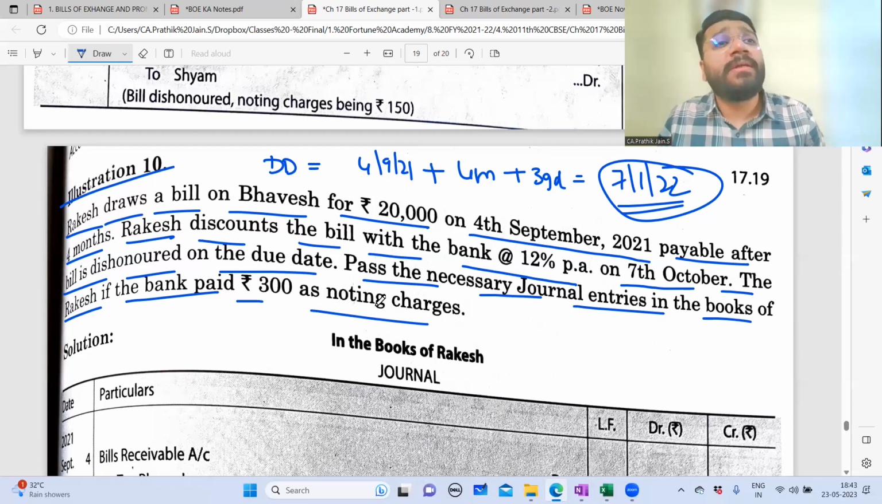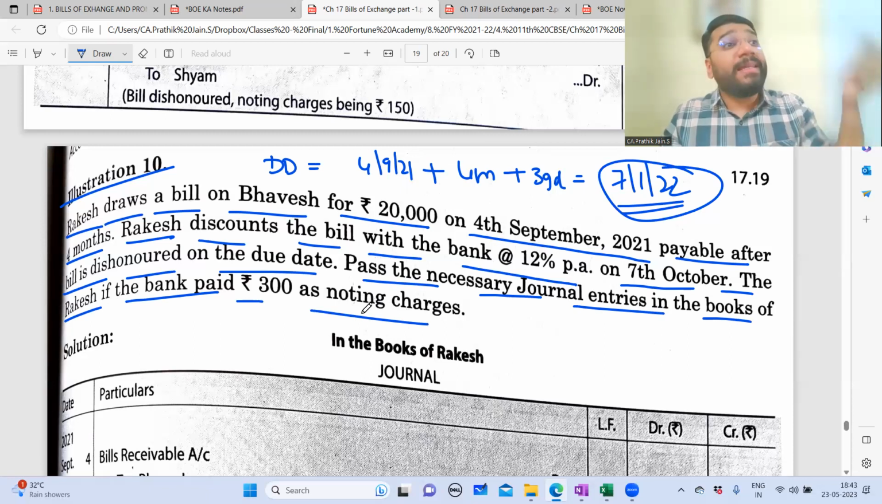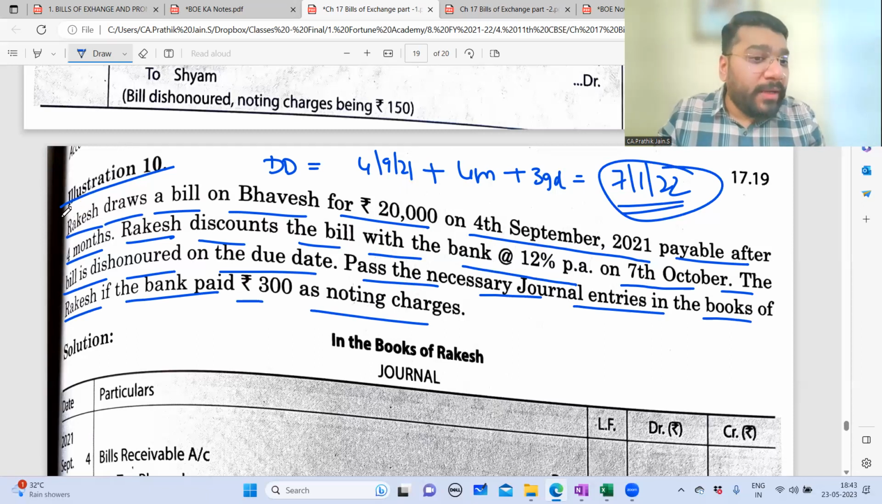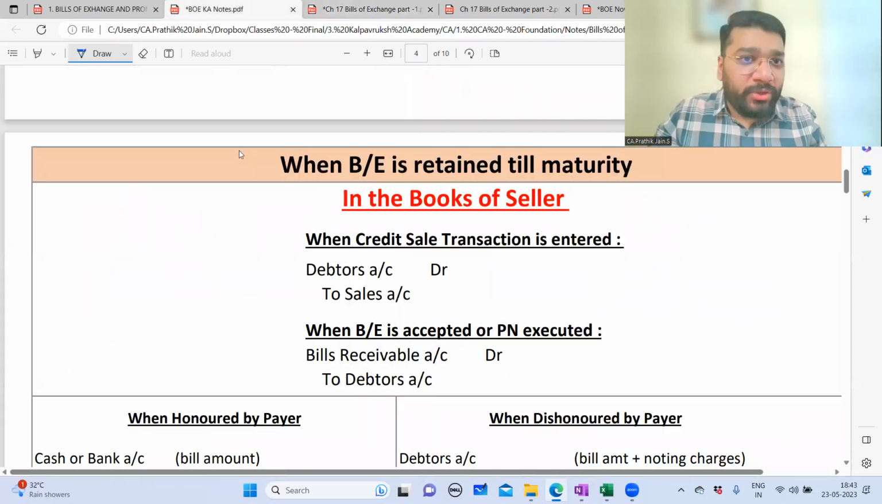Why is the bank paying us 300 noting charges? Because the banker is a holder of the bill. He has called the notary public along with him. So obviously the notary public will recover money from whom? Banker. But will the banker bear this money? No. So the banker will recover this money from Rakesh, and Rakesh will recover this money from Bhavesh. Okay, so let's understand through this diagram.